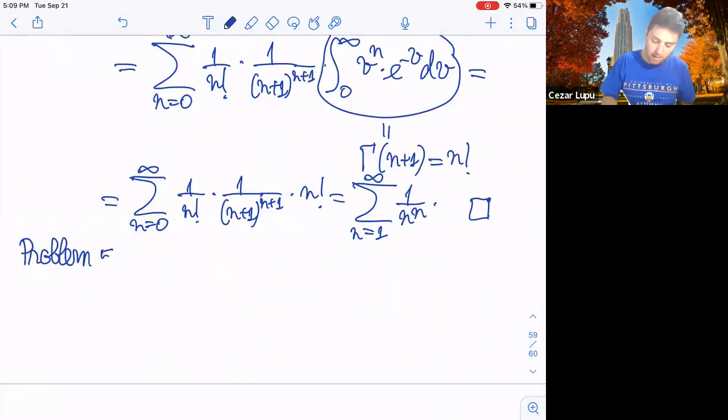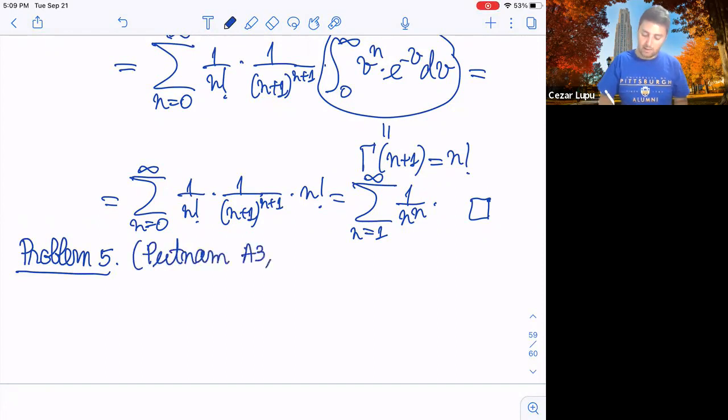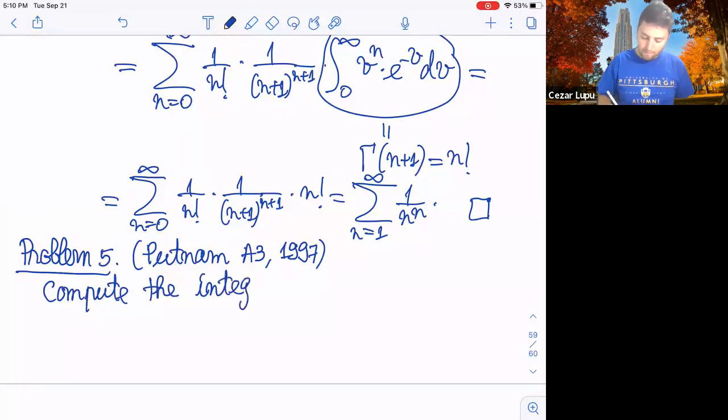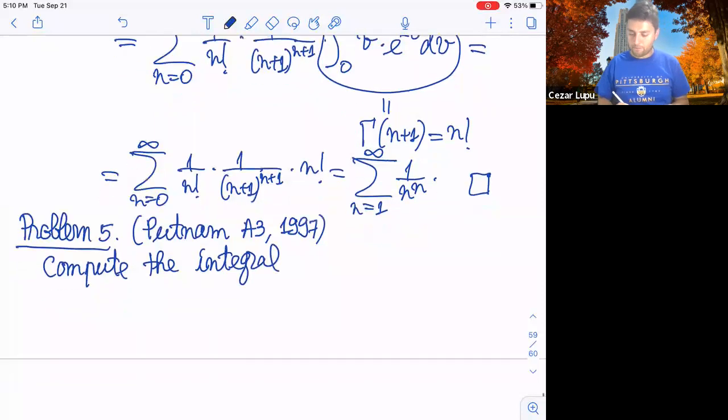Because this was actually a Putnam problem. So it was a Putnam A3 in 1997. And this problem has all the ingredients we need in the world. So basically, it was just a computational integral. Compute the following integral. It's an improper integral.